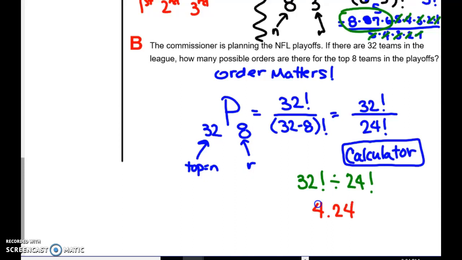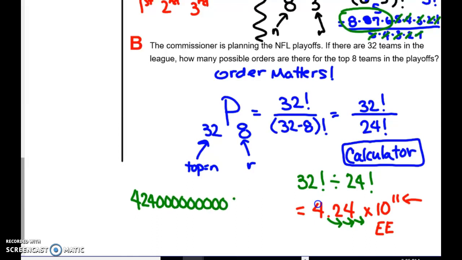4.24 and then times 10 to the 11th. You might have a little 11 somewhere on your calculator. It might also say EE. That's scientific notation. If you remember back from science class, that's where you can take this decimal and move it 11 places to the right. This is really 4, 2, 4, 1, 2, 3, 5, 6, 7, 8, 9, 10.